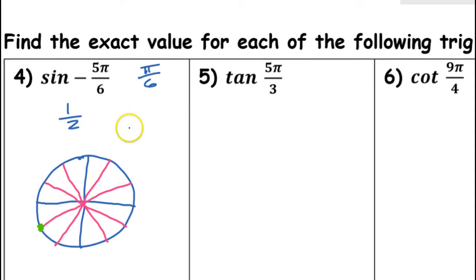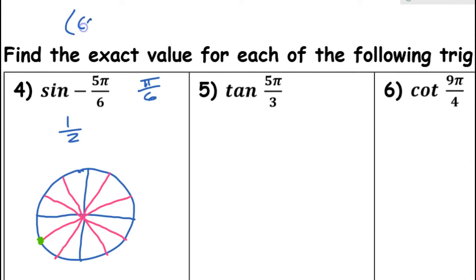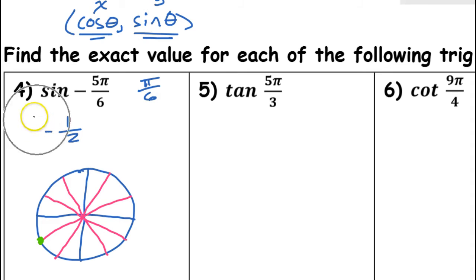So remember, every point on the unit circle is of the form cosine of the angle, comma, sine of the angle. The point of this is that you need to understand that sine is a y value and cosine is an x value. So in this third quadrant, are y values positive or negative? Yeah, y values are negative below the x-axis. So for that reason, we know that it's going to be negative 1/2.